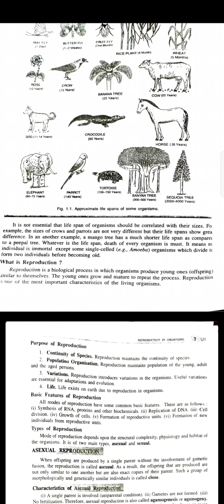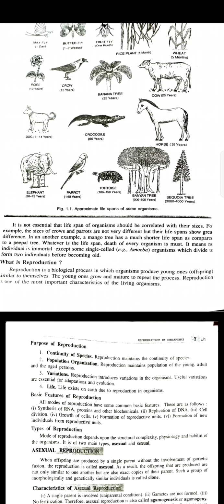We can see a crow can live only for 15 years, whereas a parrot can live up to 140 to 150 years. In another example, the mango tree has a shorter lifespan as compared to the peepal tree. Whatever the lifespan, death of an organism is a must. It means no individual is immortal except some single-celled amoeba.